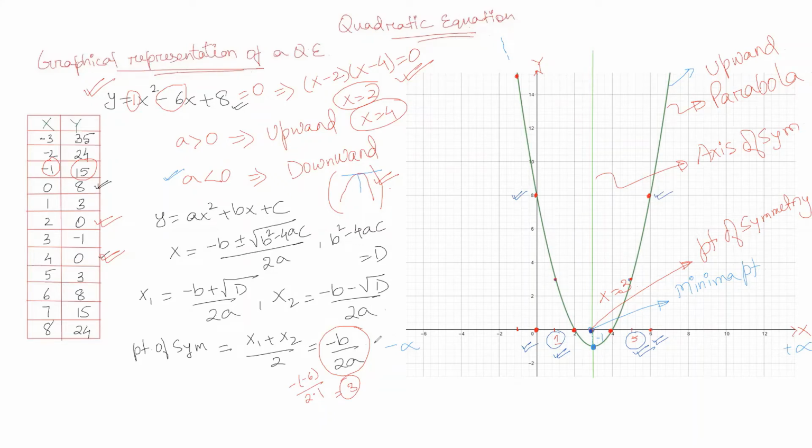Also, at the point of symmetry, we get the minimum or maximum value of a quadratic equation. So this x equal to minus b by 2a will also be the minima point or the maxima point for a given quadratic equation. And we can put this x equal to minus b by 2a in this quadratic equation to find the maximum or minimum value.